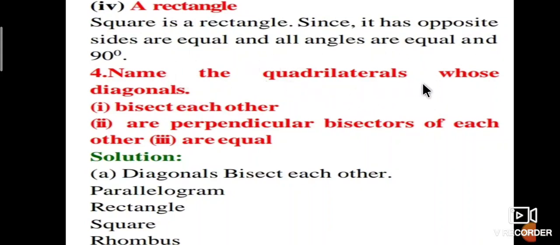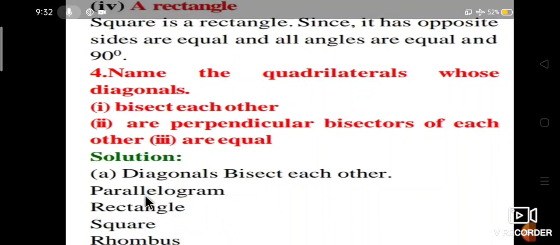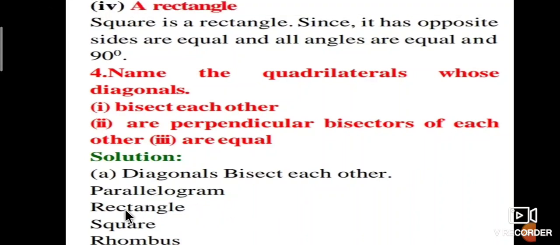Name the quadrilaterals whose diagonals bisect each other, are perpendicular bisectors of each other, or are equal. First, the diagonals bisect each other in a parallelogram, rectangle, square and rhombus.